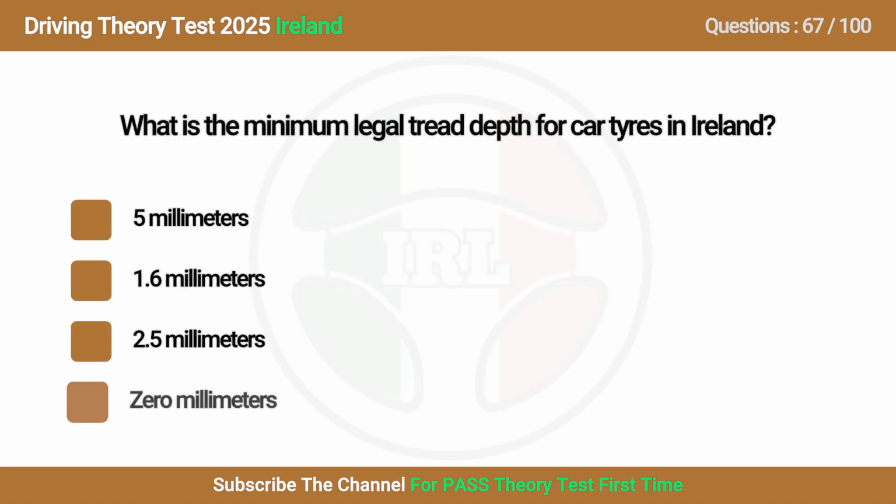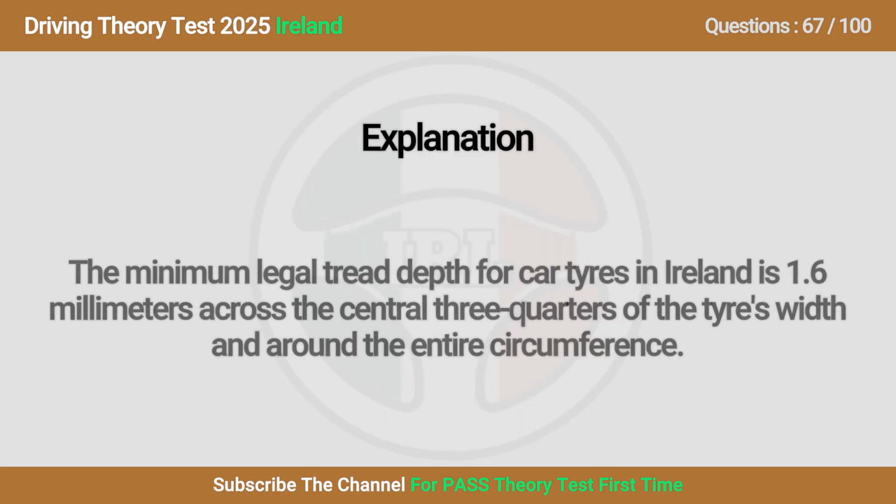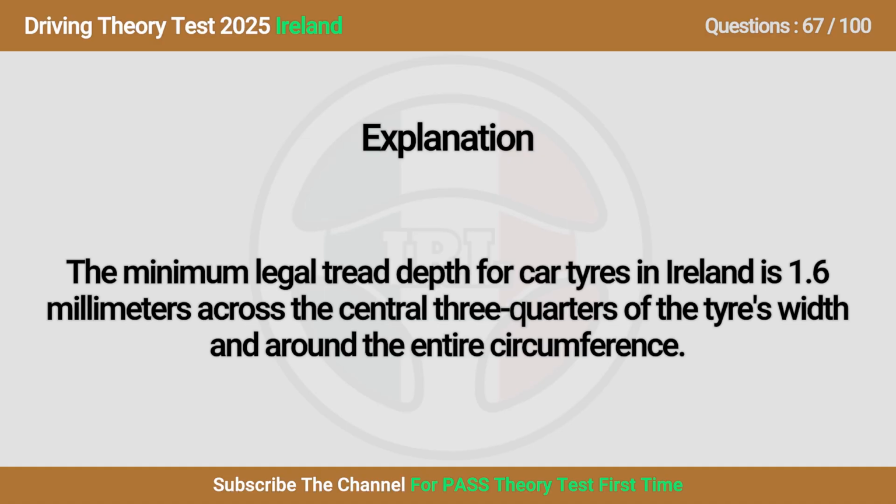Question 67. What is the minimum legal tread depth for car tires in Ireland? A. 5 millimeters, B. 6 millimeters, C. 2.5 millimeters, D. 0 millimeters. Answer is B. 6 millimeters. The minimum legal tread depth for car tires in Ireland is 6 millimeters across the central 3/4 of the tire's width and around the entire circumference.